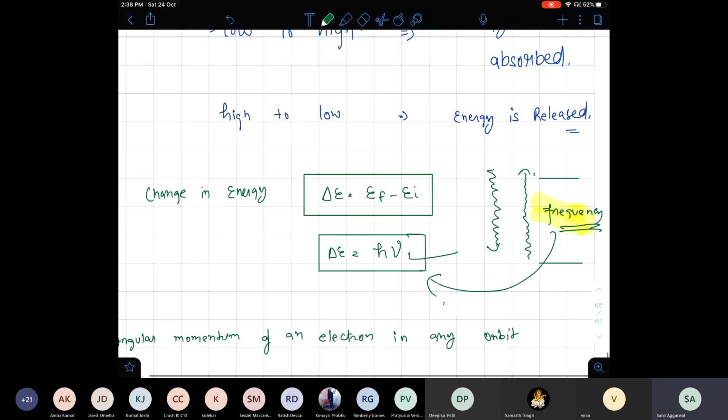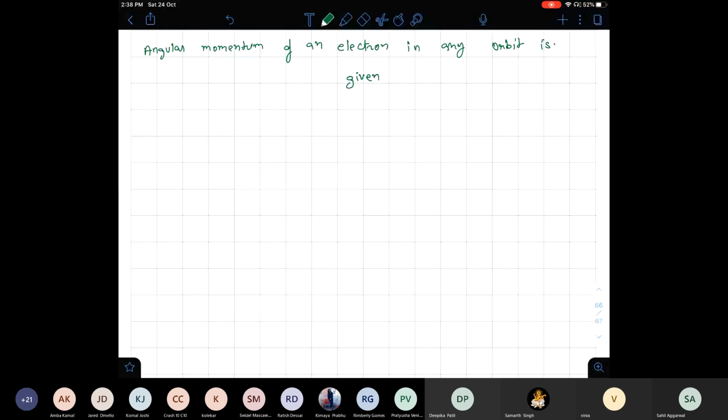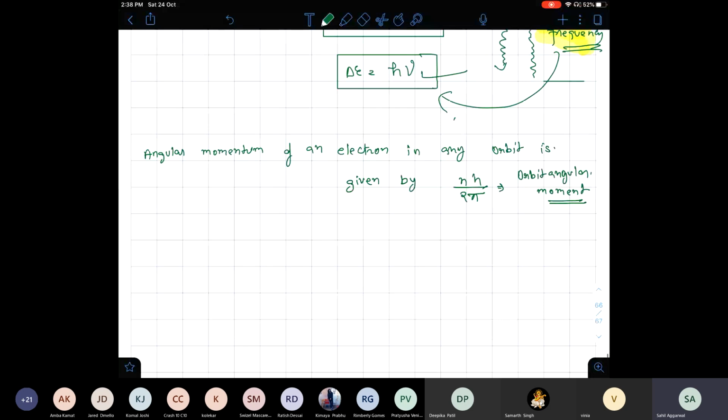Angular momentum of an electron in any orbit is given by nh upon 2 pi. It is called orbit angular momentum. N cannot be 0.